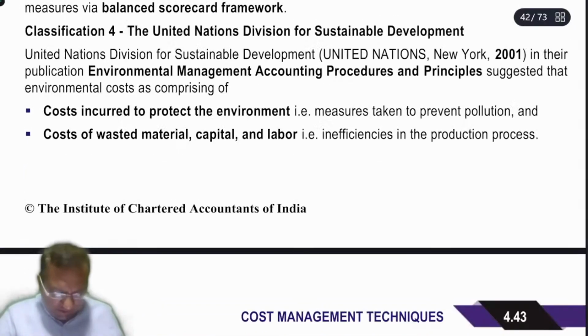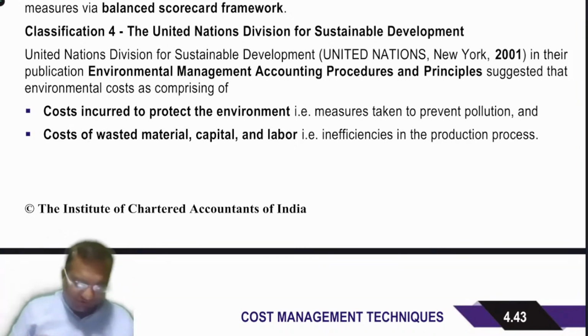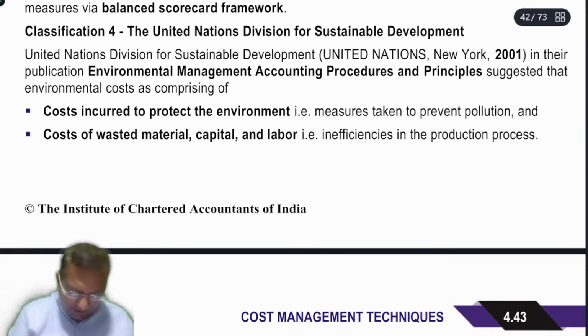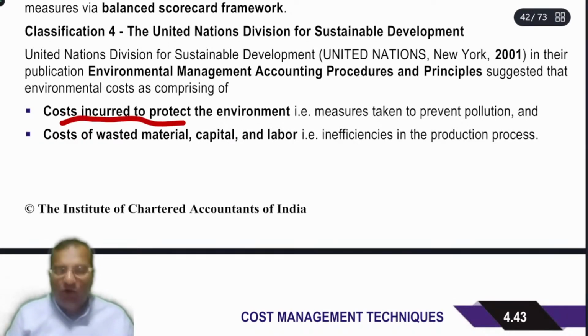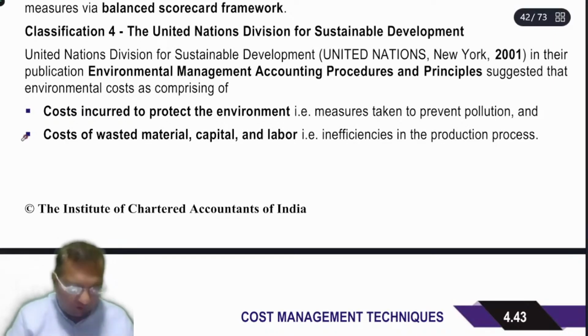Now coming to the last classification, the United Nations Division for Sustainable Development has given a very simple classification, that is there are two costs associated with environmental cost. The first is the cost incurred to protect the environment. Whatever measures you have taken so that the environment can be protected, all such costs will form part of environmental cost.